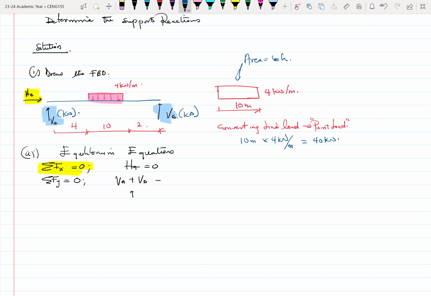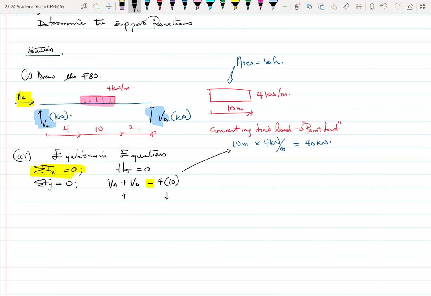So ensure that you have converted everything into one unit, and then you can sum them up. Okay. So that becomes minus into bracket 10 times 4, which I have over here. Normally, we prefer to write the 4 first and then the 10, since it's 4 times distance. So this is acting downwards, and that's the reason it is negative in this space. So all of this will be equal to 0. So VA plus VD will be equal to 40 kilonewtons.